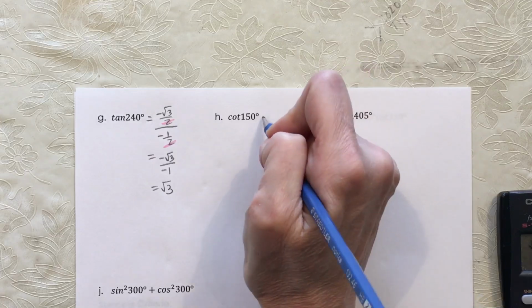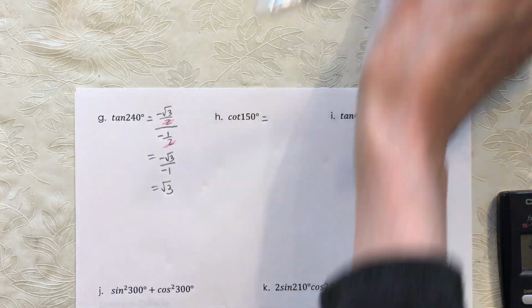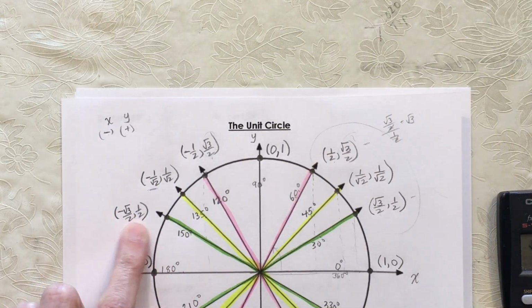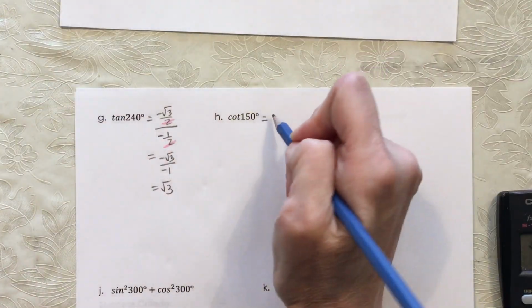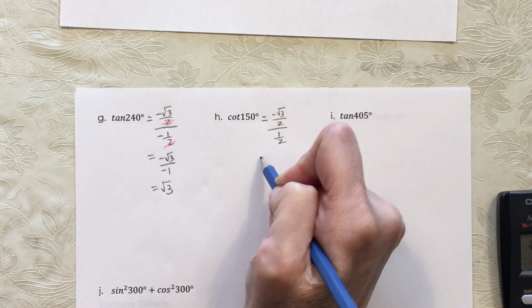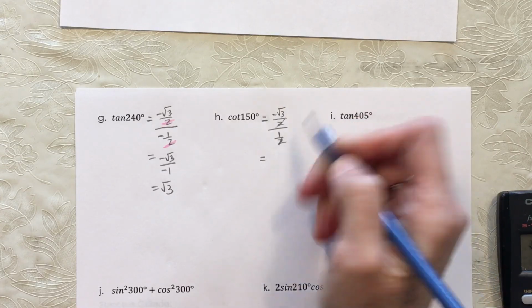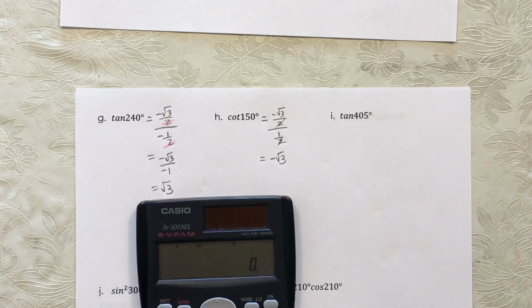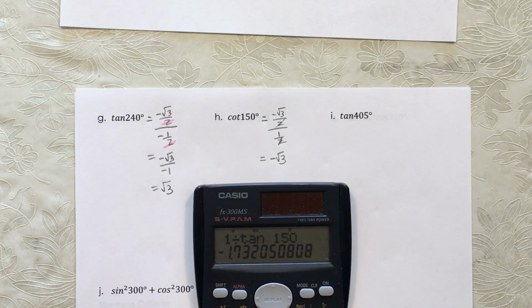Cotan of 150. So cotan is the x over the y. So find 150, the x over the y. So that's going to be negative root 3 over 2 over positive 1/2, which turns out to be negative root 3 over 1, or just negative root 3. Again, if we were trying that out, you would do 1 over the tan, because there's no cotan button, of 150. And then comparing that with negative square root of 3, same decimal.